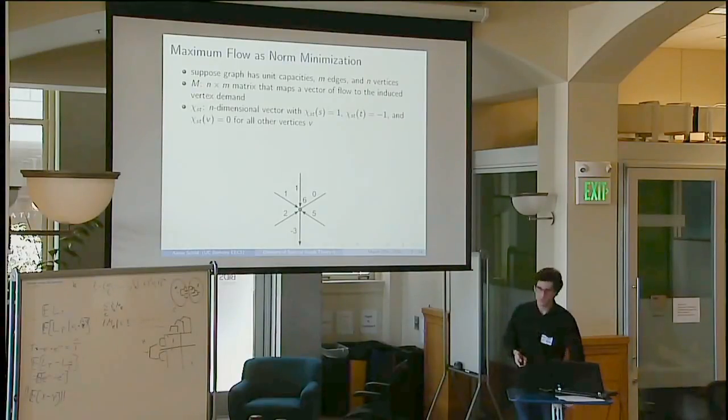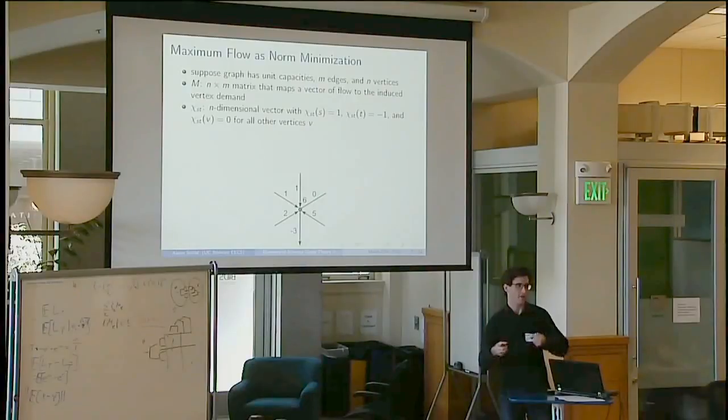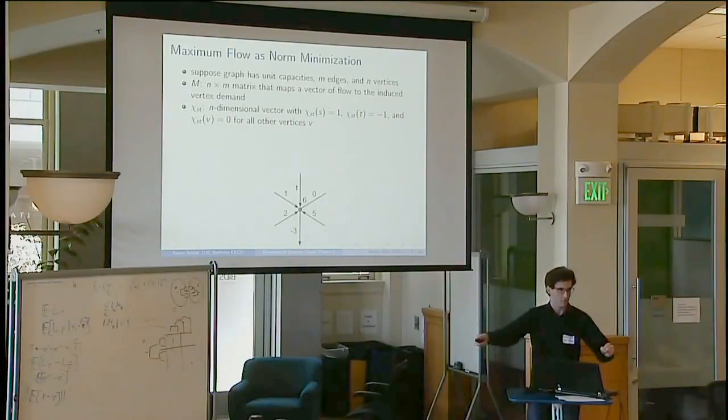I'll let chi-st be the indicator vector of the pair st. So it has 1 on s, -1 on t, and 0 everywhere else.